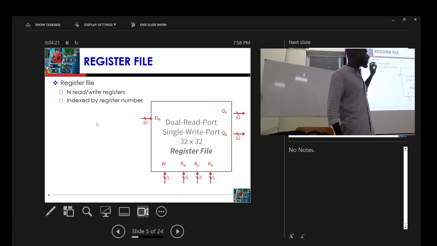The wording is very careful. So two read ports. What can you see there? It means that you can read two registers at a time. Have you seen the outputs? QA and QB at the output. So it's two read ports, and then a single write port. Why? From the diagram, a single write port. It means that you can give it data through only one port, but you can read data from two ports. And then it's a 32 by 32 register file.